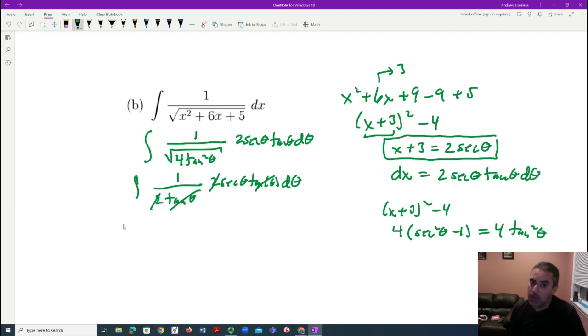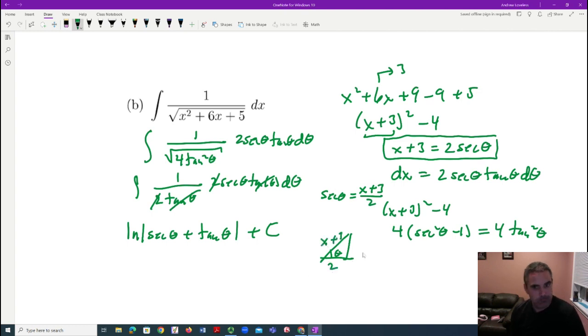That would be in your table of integrals. That's one I've allowed you to quote. Plus c. And now we're almost done. I need to draw the triangle that goes with this. So if secant of theta is x plus 3 over 2, then that means hypotenuse over adjacent. And that means the other side has to be the square root of x plus 3 squared minus 4, which is the same as the thing we started with, x squared plus 6x plus 5. Okay, now we're ready to go.